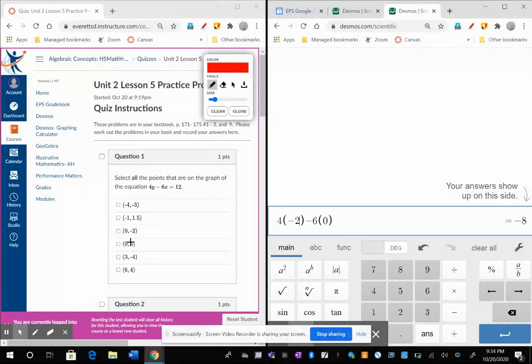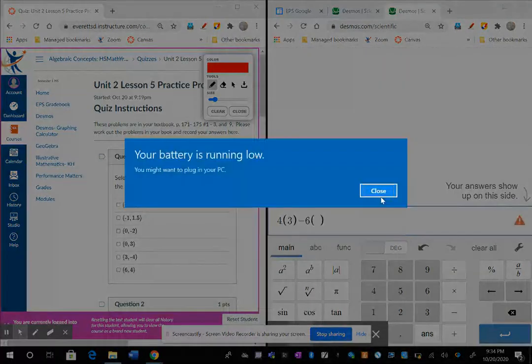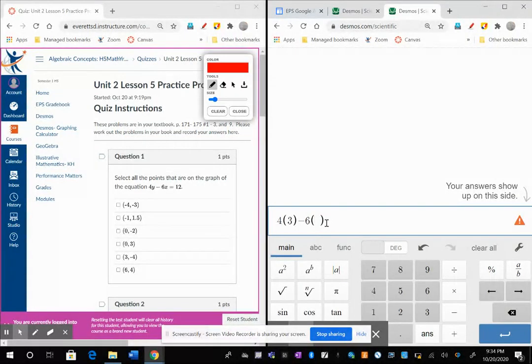Then let's try 0, 3. Let's keep the 0 there and make this a 3. Hey, that one works. So this one's a good one. How about 3, -4? 3 for x, -4 for y, -34. Not even close.